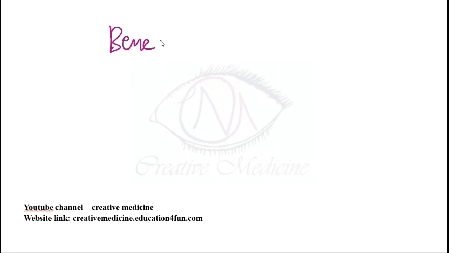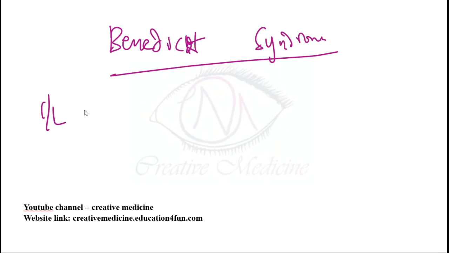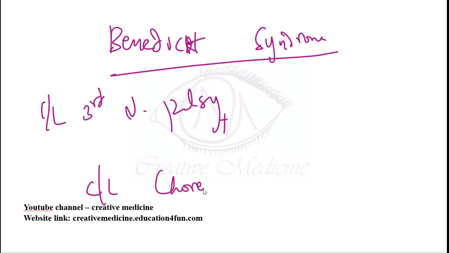Then we have Benedict syndrome. So what do you see in Benedict syndrome? Ipsilateral third nerve palsy plus contralateral chorea and tremors are seen. You can see ipsilateral third nerve palsy with contralateral chorea and tremors in Benedict's syndrome.